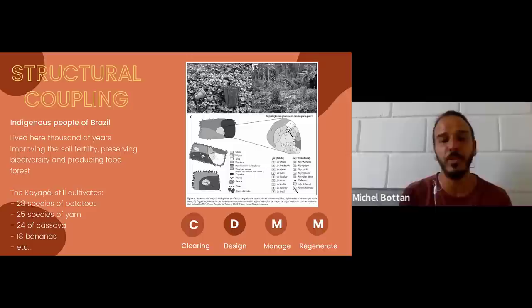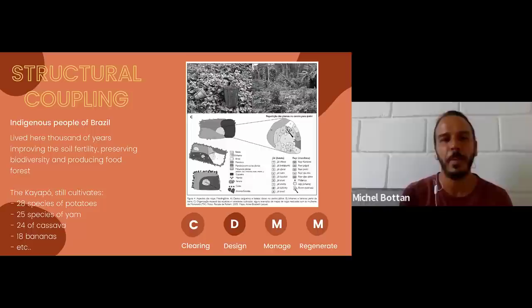They do the clearing. They design their system. They manage the environment. And they also let the environment regenerate by itself. And by doing that, they are part of that environment. That's called structural coupling. They're connected to that environment, not just using it as a system to produce things, but to live in that environment. So next, please.